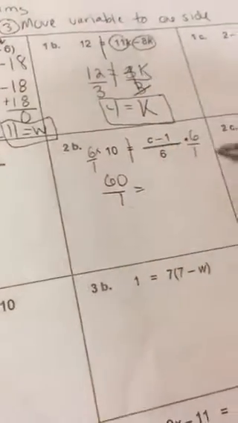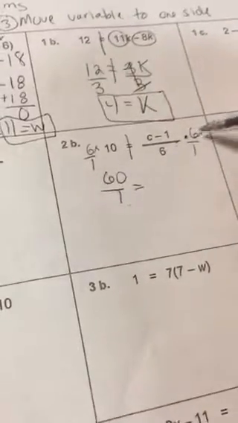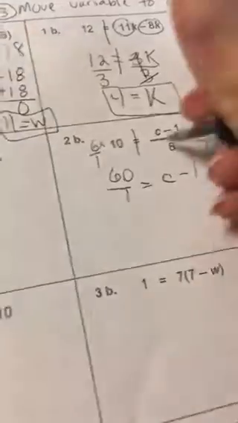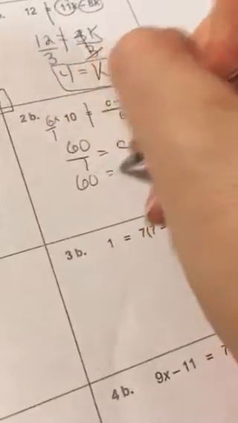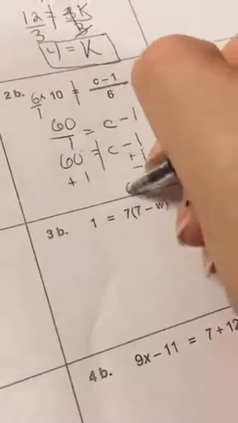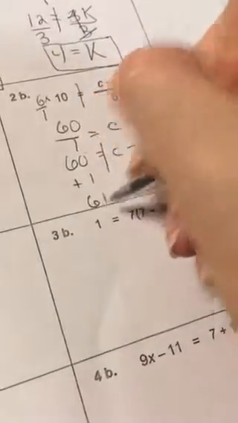And then here I get, well, I multiply all this by 6, and then I divide by 6, and I'm left with c minus 1. So my new equation is 60 equals c minus 1. Now to isolate the variable, I just have to add 1 to both sides. C equals 61.